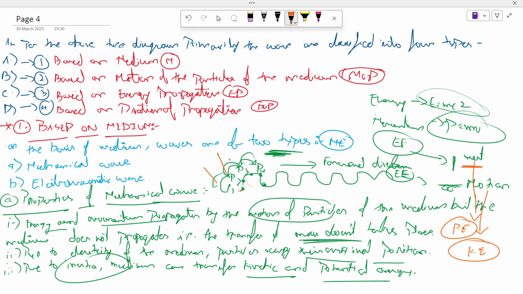Like you can see here, P1, P2, P3, P4. What is happening at P1? If it is at rest, it will gain potential energy. When it moves to the P2 position, when it is in motion, it will gain kinetic energy. After that, the same process is repeated one by one. So you can say that it can transfer both kinetic and potential energy.